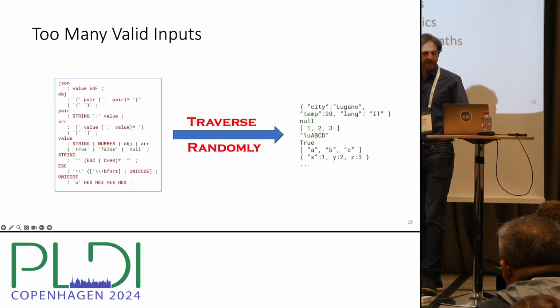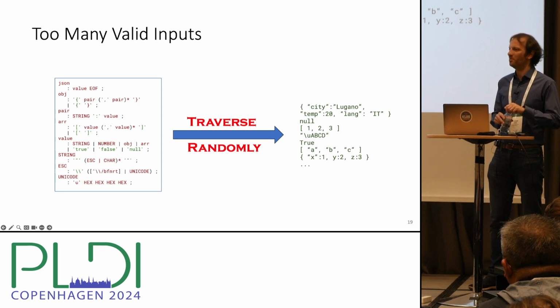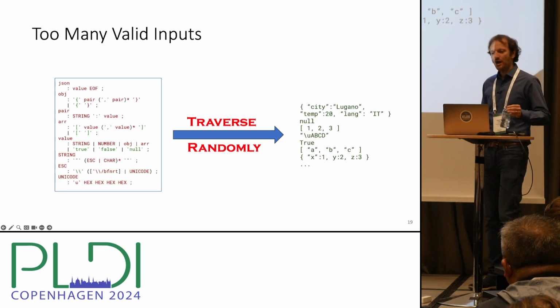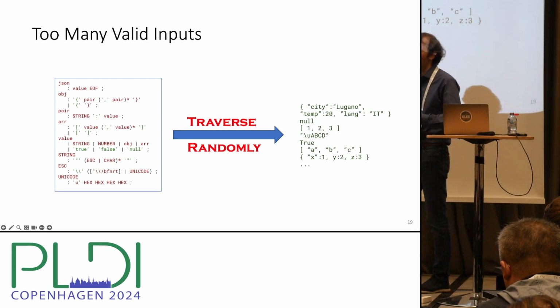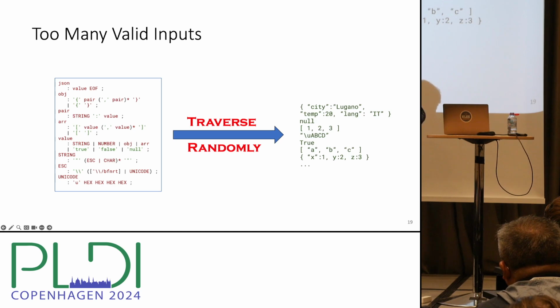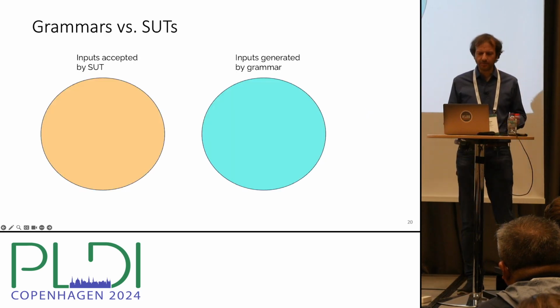Now, interestingly enough, for grammar-based fuzzing, you actually have the opposite problem, if you think about it. For instance, if we look at grammar-based fuzzing, you have a grammar. I'm going to traverse it randomly. By definition, I'm just going to get valid inputs, all right? And what's the problem with this?